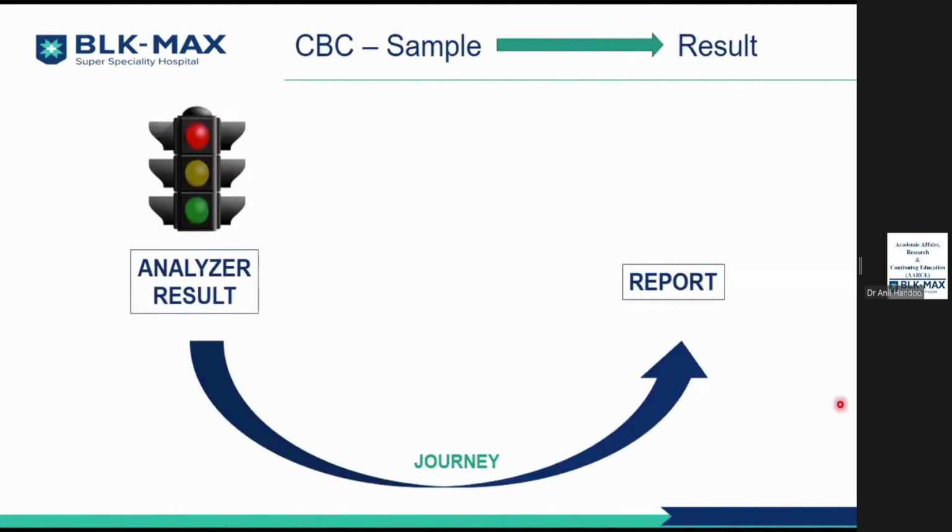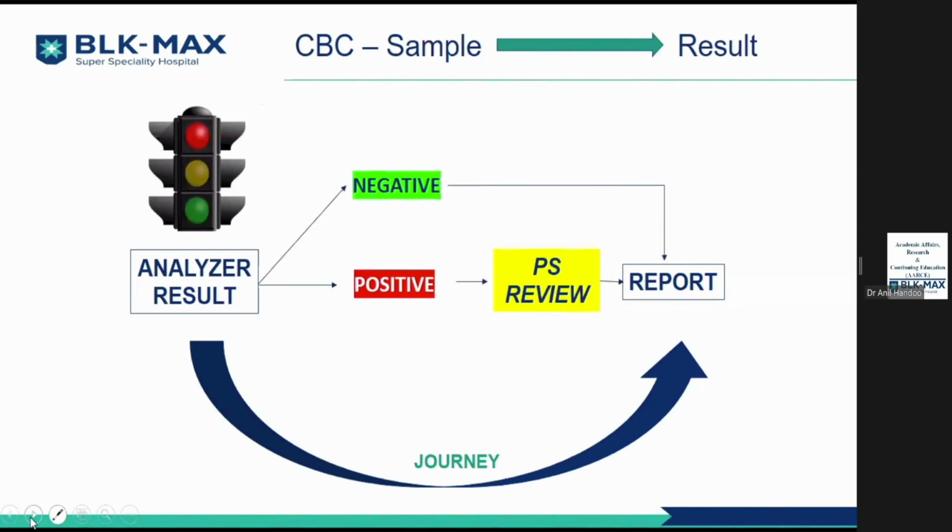Let's look at the complete blood count as a test, and how the sample finally reaches a result. This is what we need to look at. We got it from the analyzer, and as you can see, this traffic light is basically deciding whether you want to release the results or not, depending upon various flags which come up in these analyzers. And thus, if there is no flagging, or it's what's called a flag negative result, you would allow it to go to the reporting system. And if it is positive, you would obviously need a peripheral smear review, and only then will you report.